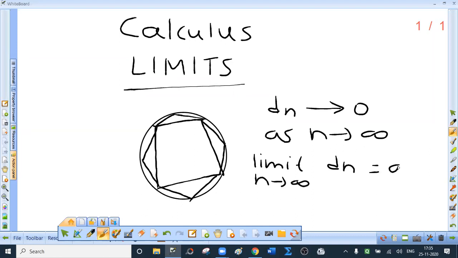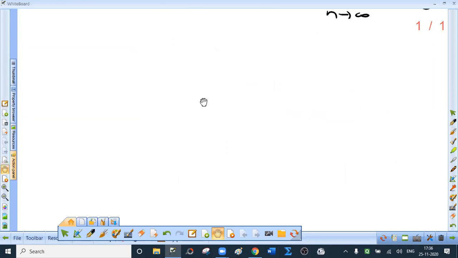Now every time we need not write limit, we just write lim. But while reading, we have to read this as limit only. Limit of dn as n tends to infinity is nothing but 0. Is that clear? Okay.